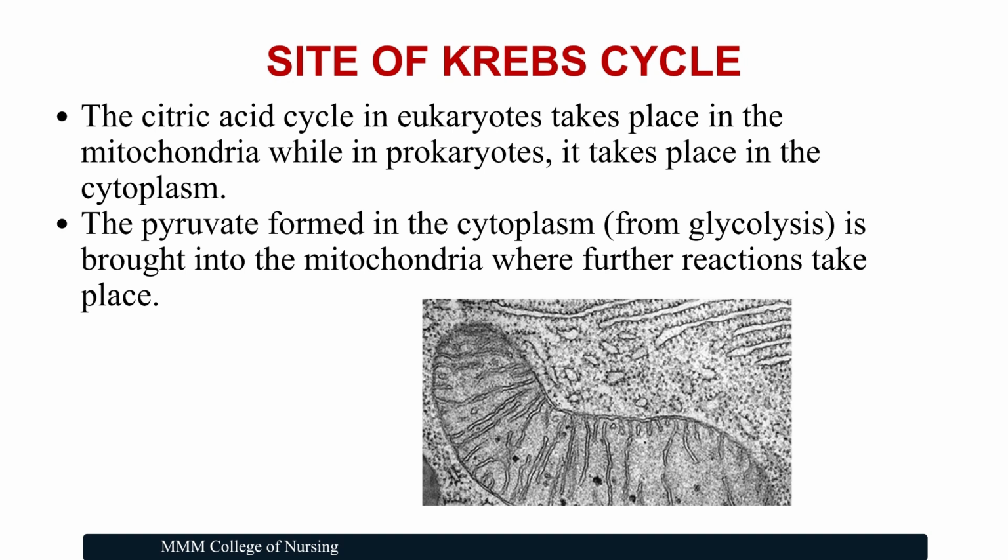And one more thing, there is a connection to glycolysis here. Glycolysis happens in the cytoplasm and produces pyruvate. That pyruvate enters the mitochondria, gets converted to acetyl CoA and then enters the Krebs cycle. So the flow is glycolysis in the cytoplasm produces pyruvate. Pyruvate enters the mitochondria, becomes acetyl CoA, and then the Krebs cycle runs inside the mitochondria.